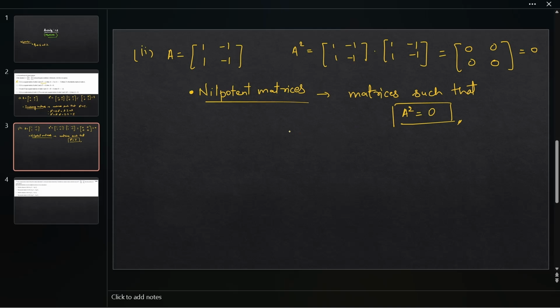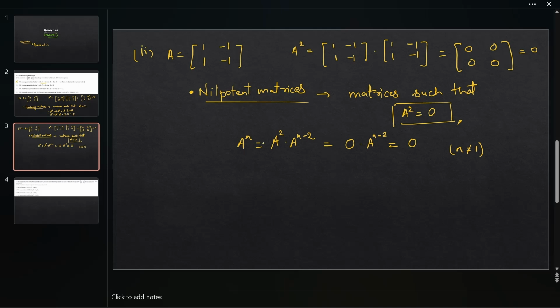Now, one thing we can see from here: if A square is equal to 0, can I say something about A to the power n? Yep, I can. A to the power n is nothing but A square times A to the power n minus 2. Because A square is 0, it is the 0 matrix multiplied by A to the power n minus 2. Any matrix multiplied by the 0 matrix is going to be 0 again. So this is something you can say about the nilpotent matrix, where n is not equal to 1.